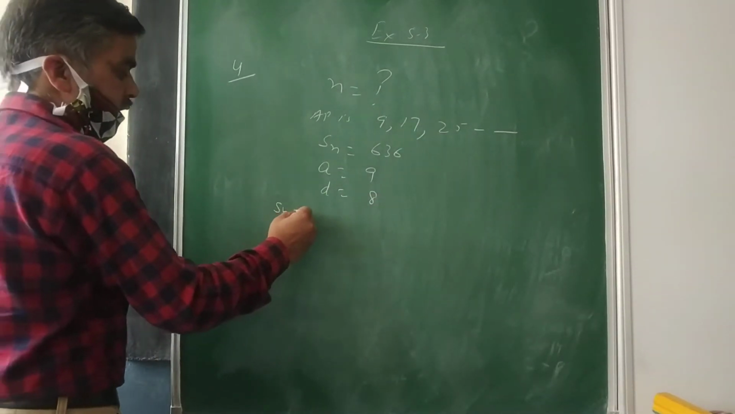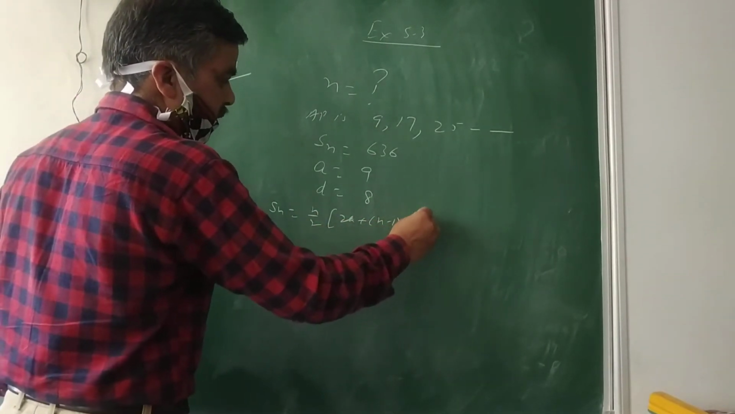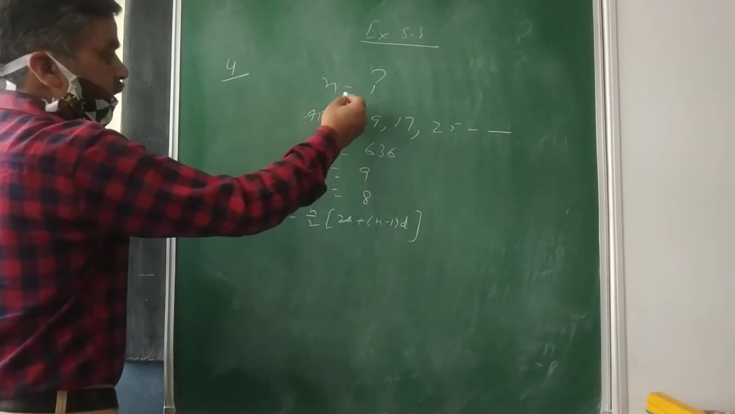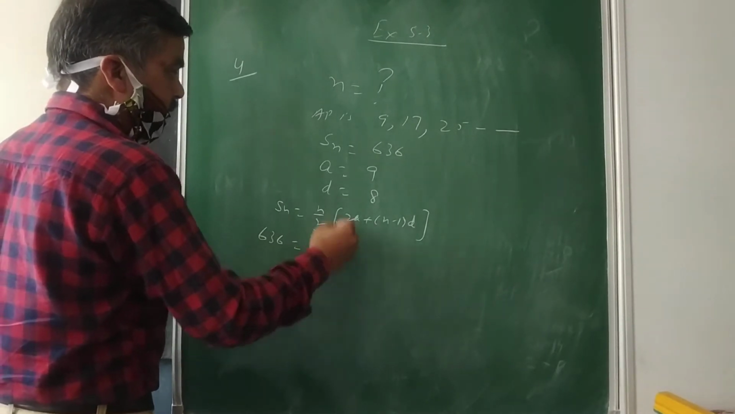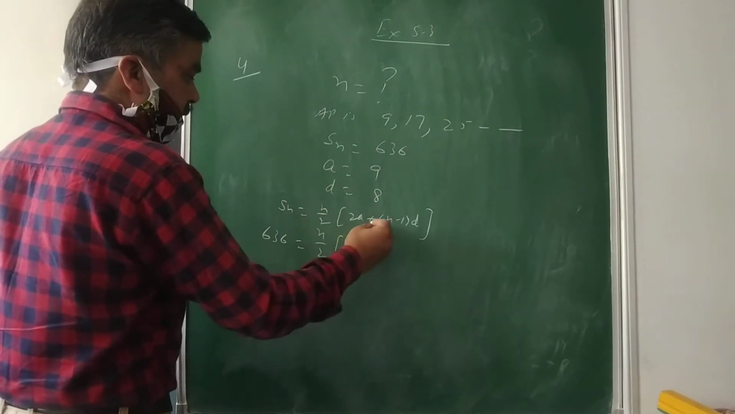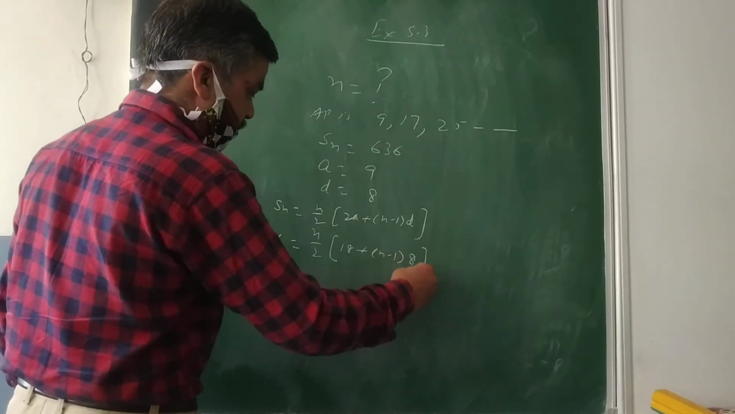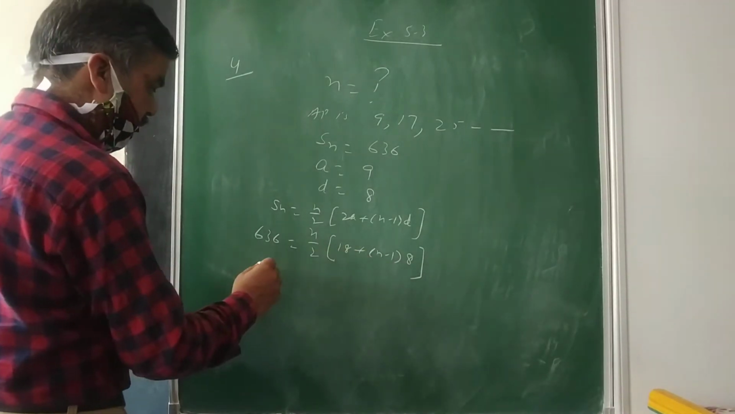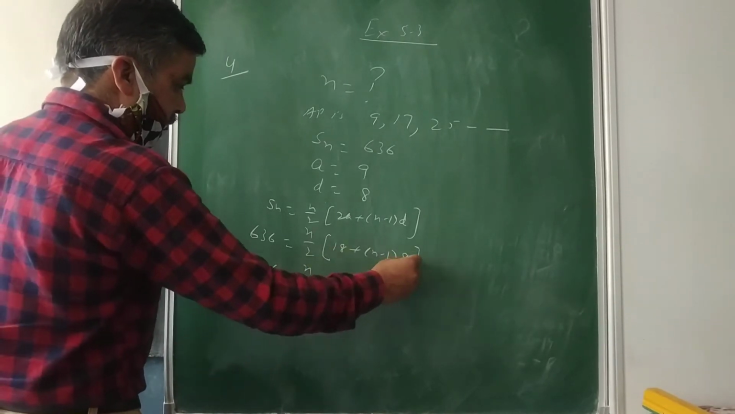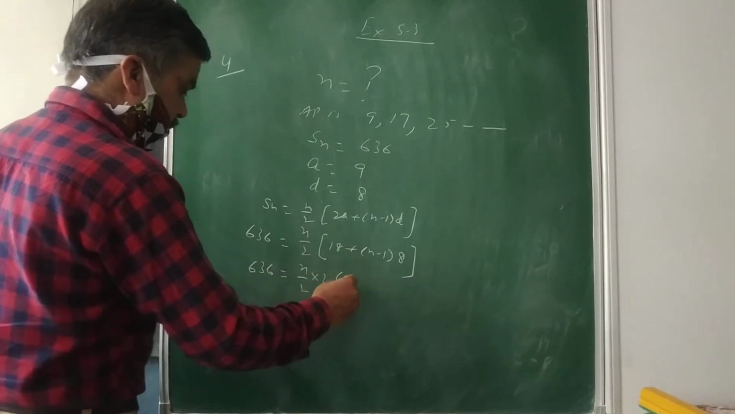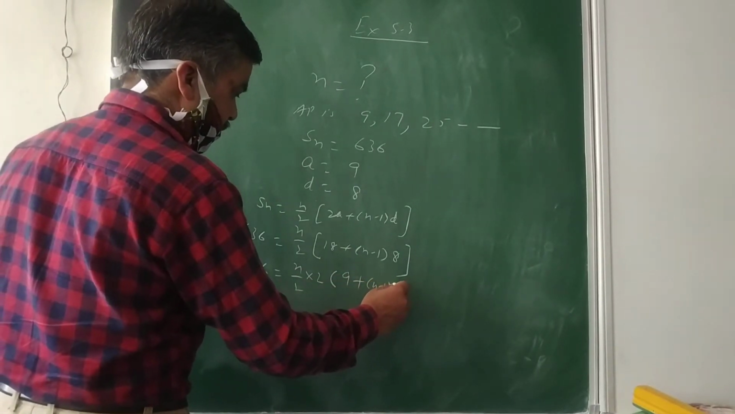So use Sn is equal to n by 2 into 2a plus n minus 1 into d. So definitely we will be getting a quadratic there. Sn you can use is 636, and n I have to determine. 2a means 18, and plus n minus 1 into d means 8. So here you just see 636 is n by 2. In 18 and 8 I can take 2 common, so inside the bracket I will be left with 9 plus n minus 1 into 4.